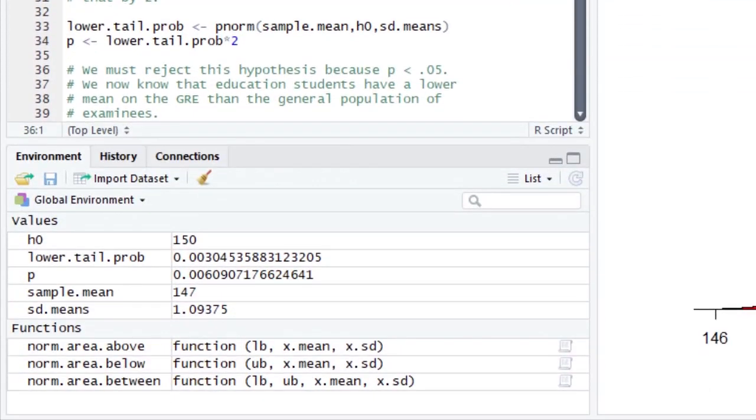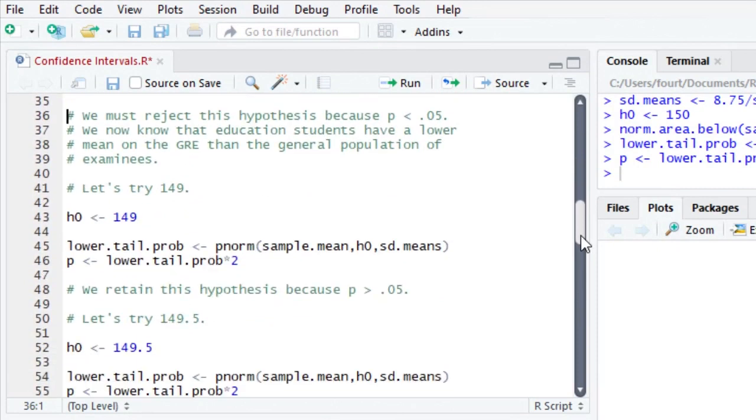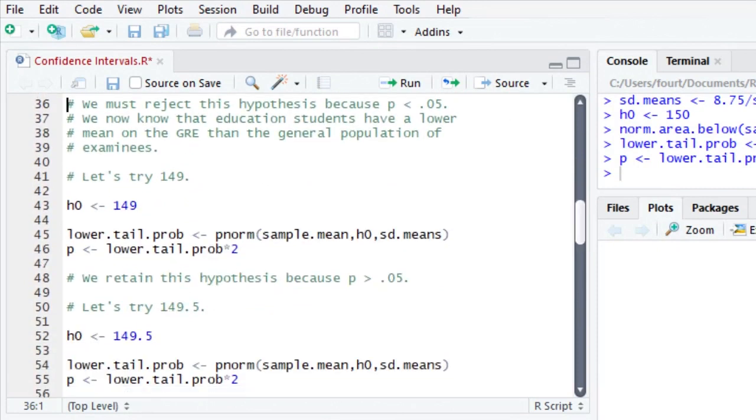The p-value is 0.006. So we must reject this hypothesis. P is less than 0.05. We now know that education students have a lower mean on the GRE than the general population of examinees.